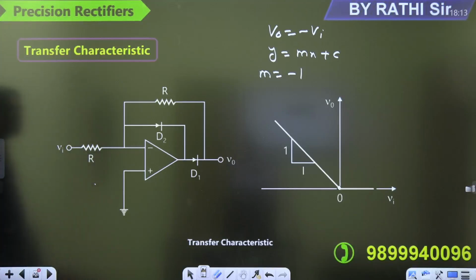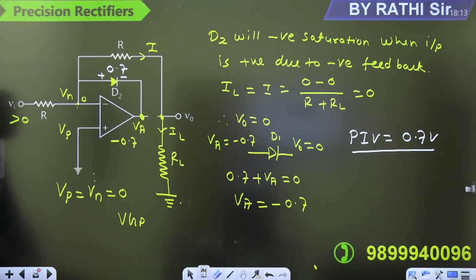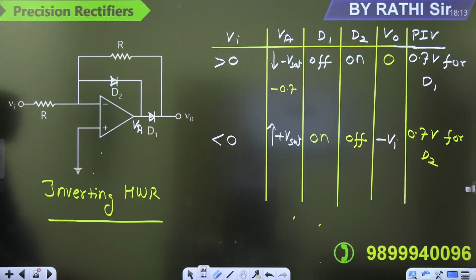So this is the transfer characteristics. Simple. So the table is very, very important, guys. The table is very, very important. D2 will go into negative saturation when the input is positive, due to negative feedback and so on. The table is important. Focus on the table.